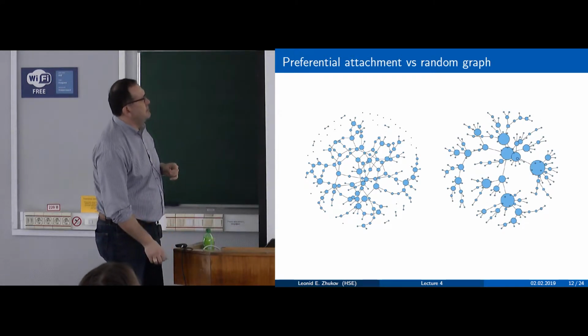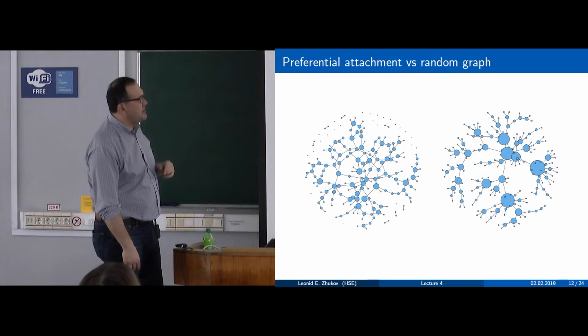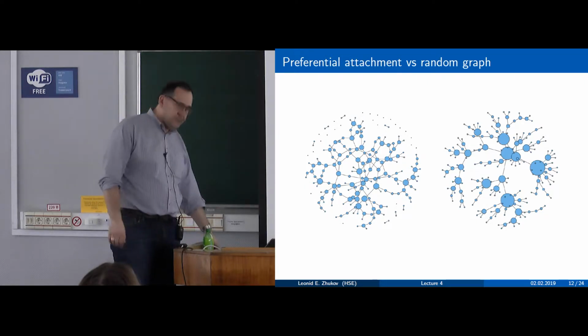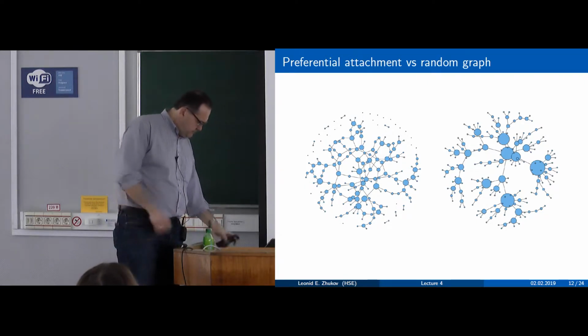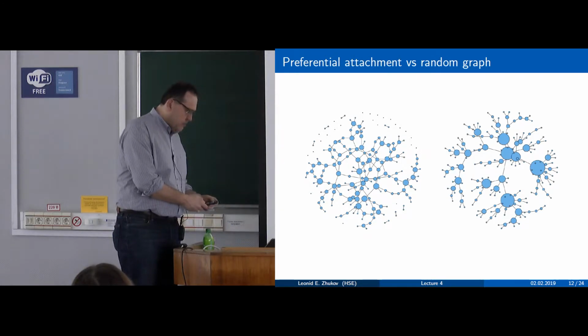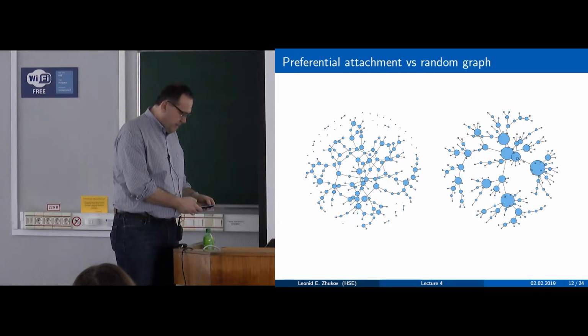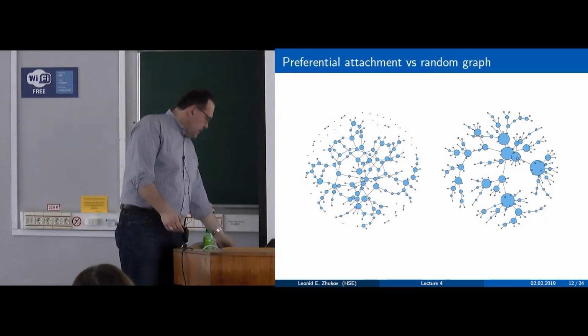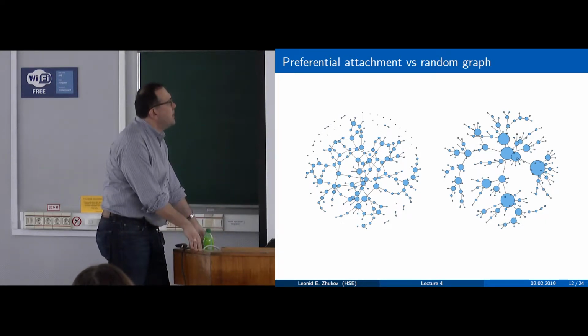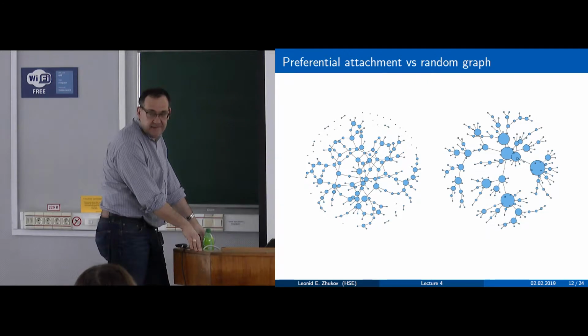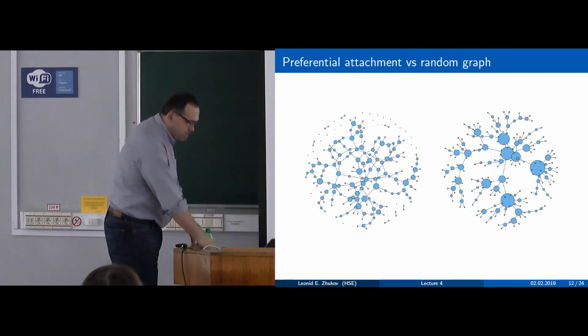Visually, which one do you think is the random graph and which one is a power law? Why? Because of structure, right? Because you do have some disproportionately large nodes. And you'll notice that, right? It's noticeable.